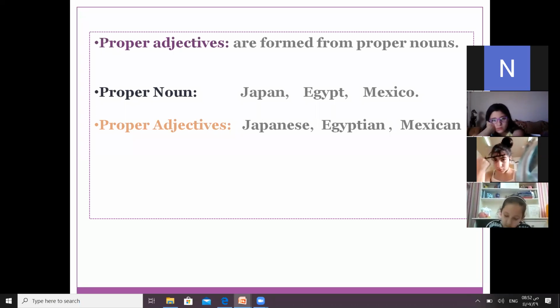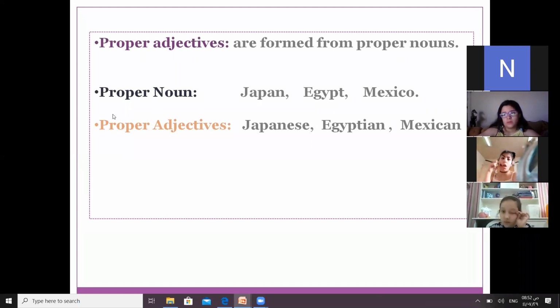But when I say to you Millennium Star School, this is a proper noun. When I'm saying to you Egypt, this is a proper noun. I'm mentioning the name of this noun, so proper noun. What is the relation between proper nouns and proper adjectives? Proper adjectives are formed from a proper noun. Again, we make the proper adjective from the proper noun.